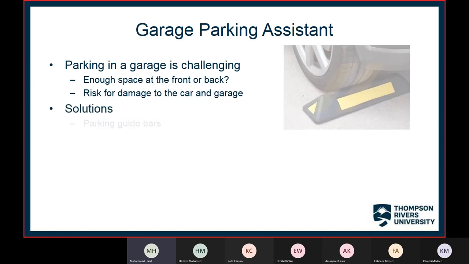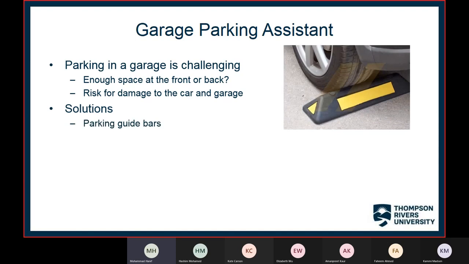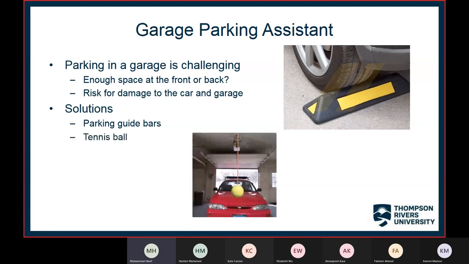People came up with some solutions. One solution is to fix some parking guide bars in the garage. As soon as the car tire hits the parking guide bar, it means that the driver has to stop here, and the car is parked at a safe parking distance. The other option is to hang a tennis ball, and as soon as the car hits this tennis ball, it means that they are at the safe distance and the perfect spot.